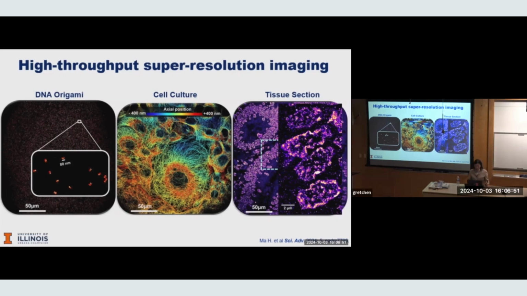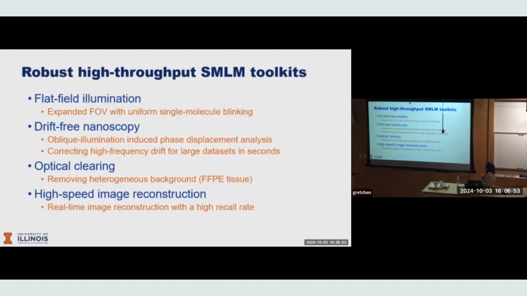So that's the first part of my talk, talking about how we developed a series of robust, high throughput single molecule localization toolkit to enable high speed image reconstruction or image acquisition for single molecule localization, from flat field illumination to drift-free development, and optical clearing to lower the background, and also the high speed image reconstruction.